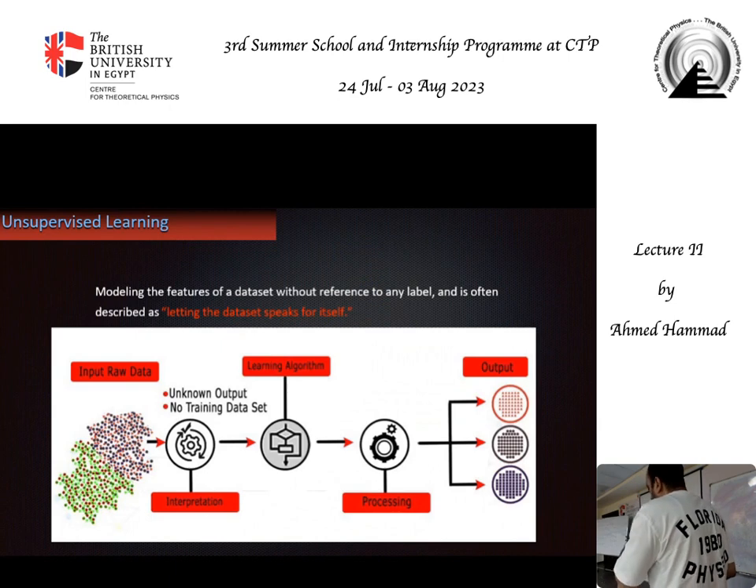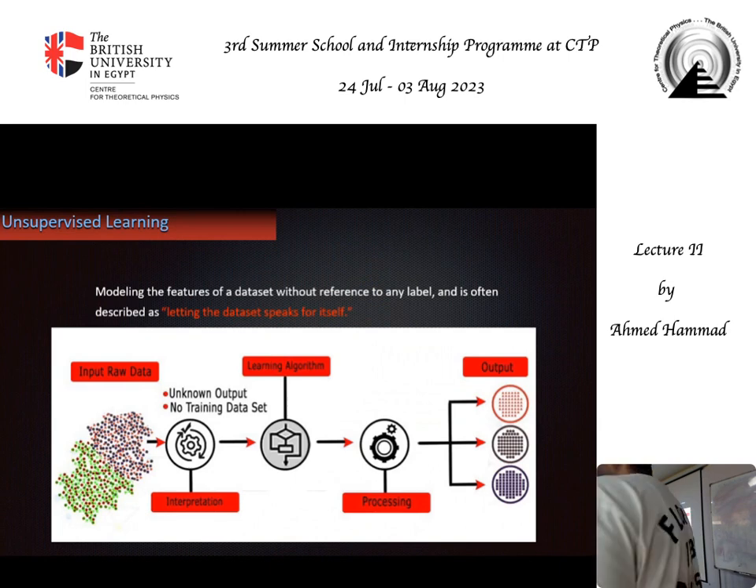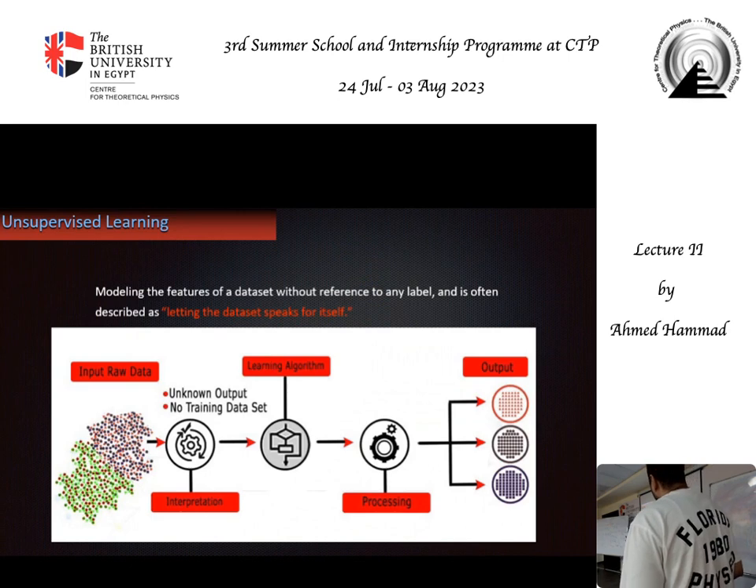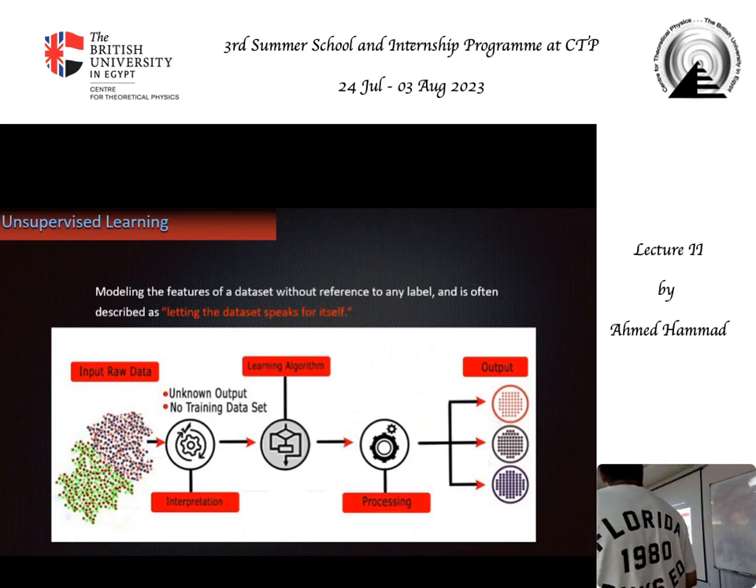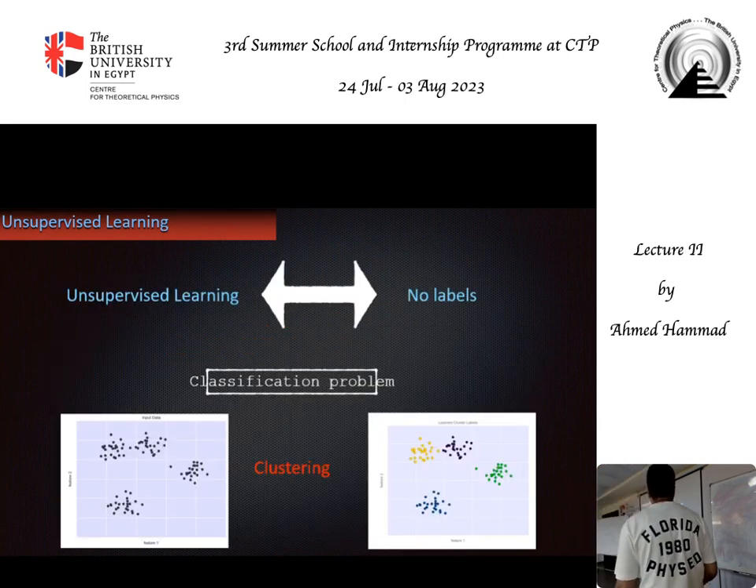Well, for unsupervised learning, we have a different story. We don't have labels at all. We just have a bunch of data, and we don't know anything about this data. So one solution is that we give this data to the model, and then the model will try to look inside the data, try to find some different characteristics or different features between the classes, and then at the end the given data can be classified into different classes. This process is called letting the dataset speak for itself. So we don't have any control over that.